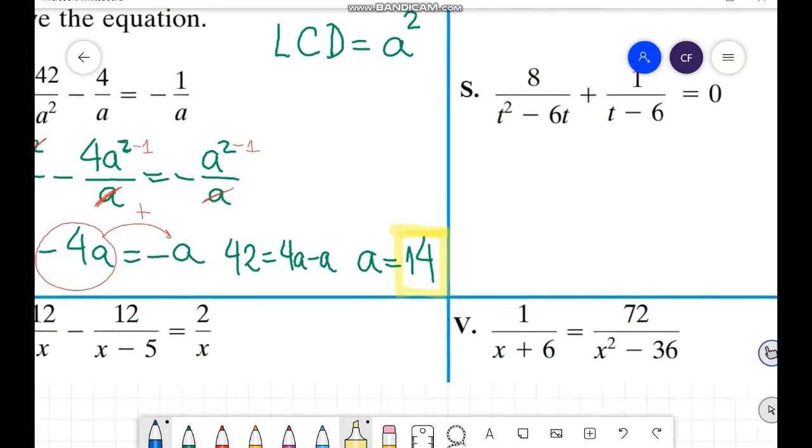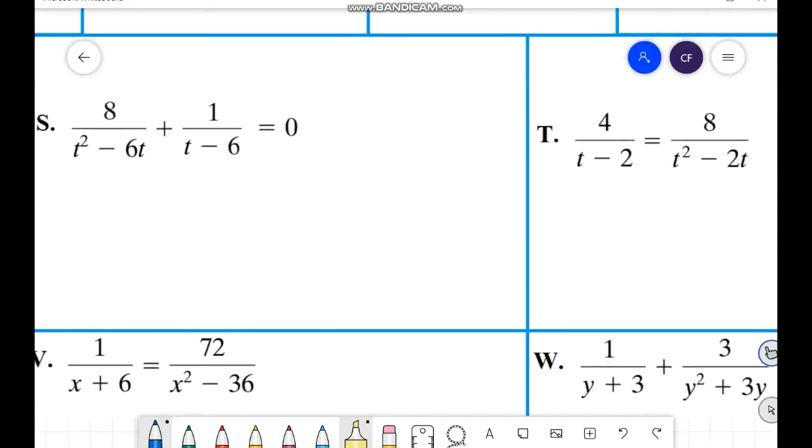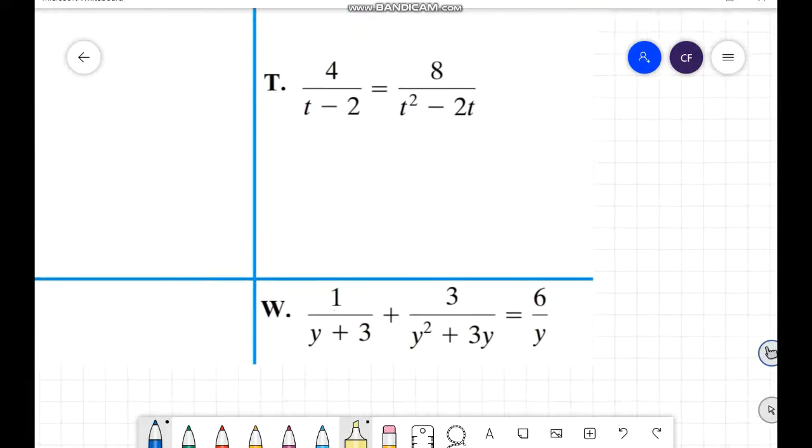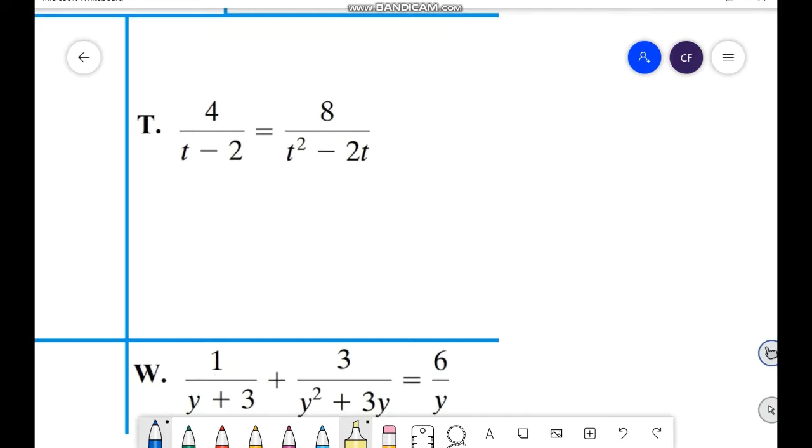Skip letter S. Go to letter T. What is the least common denominator? First step to solve equations is to find the least common denominator, and here you first need to factor it out. Check this, t squared minus 2t. We can factor out t times t minus 2.